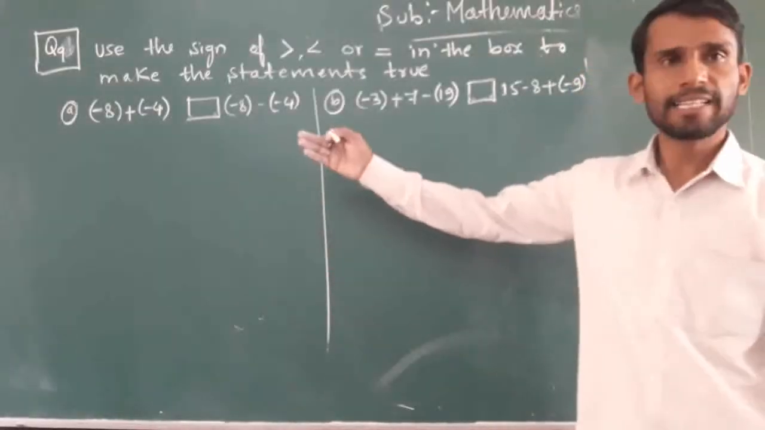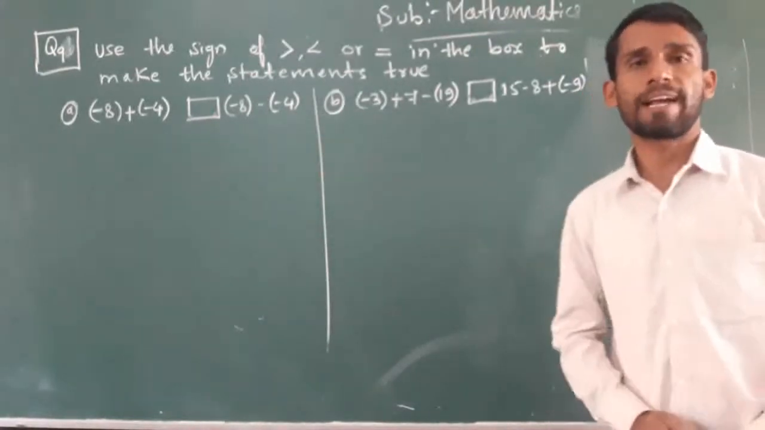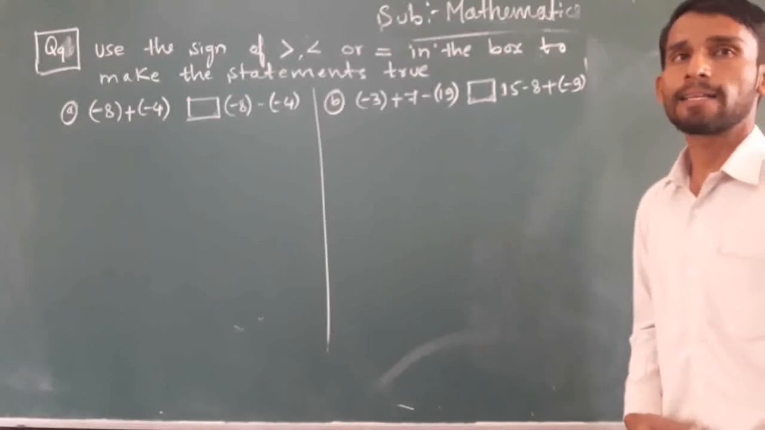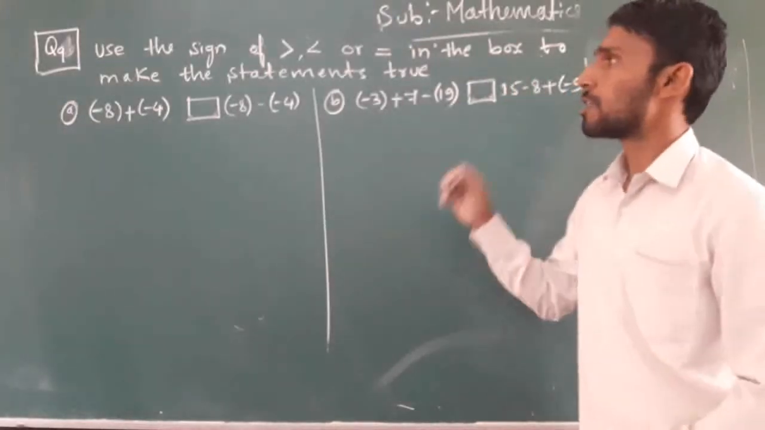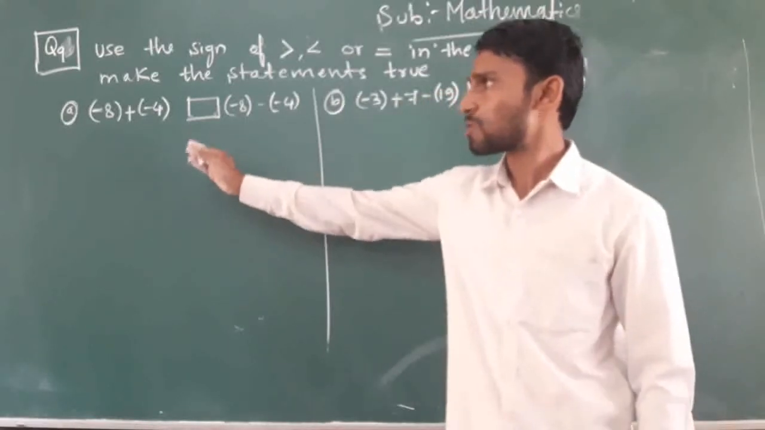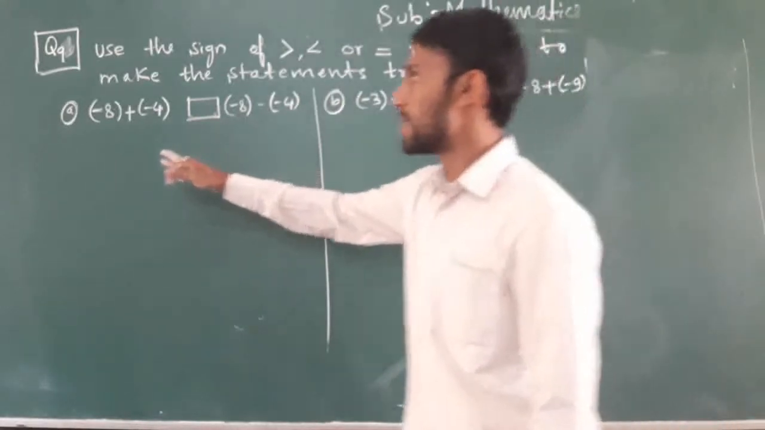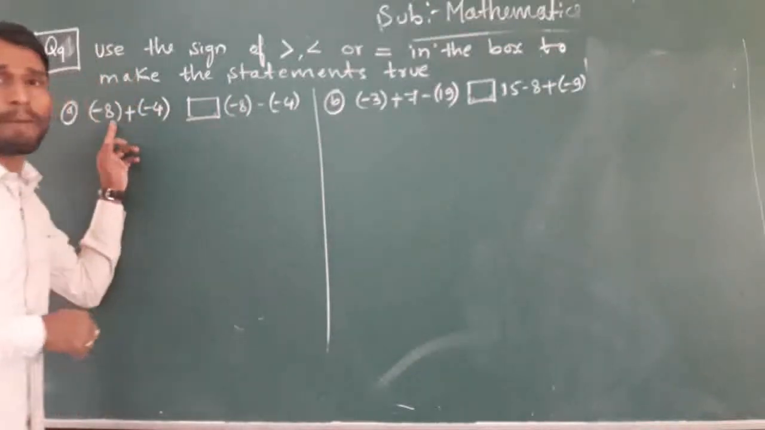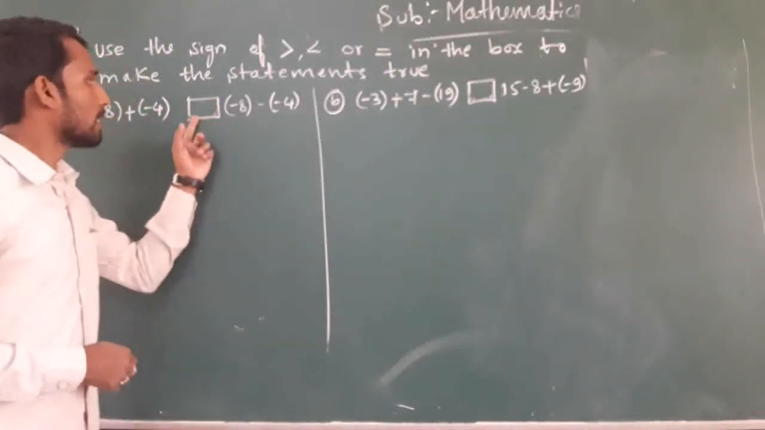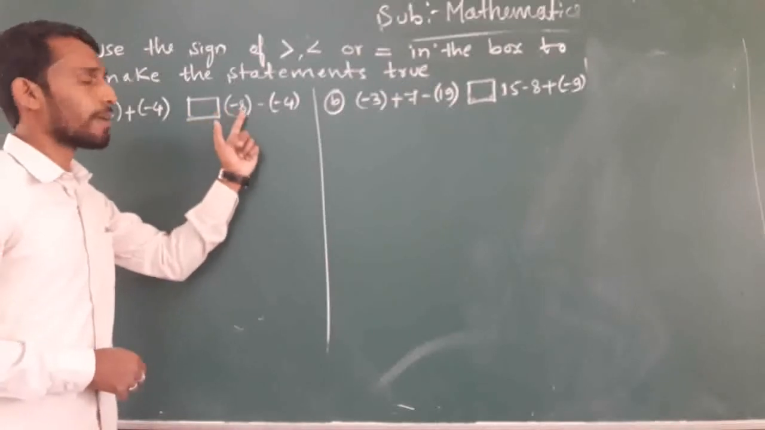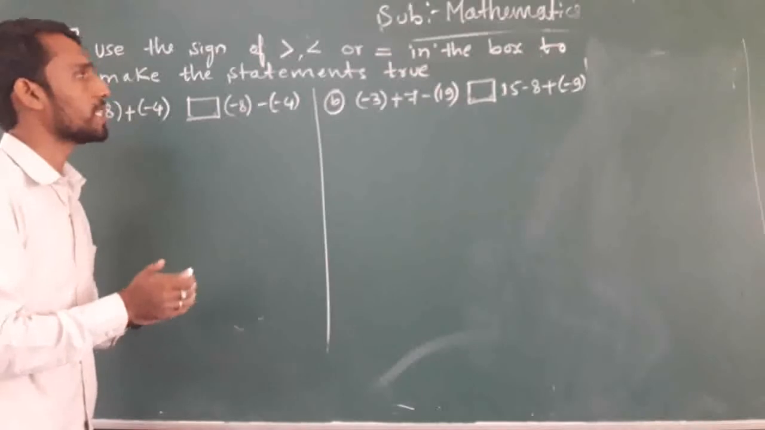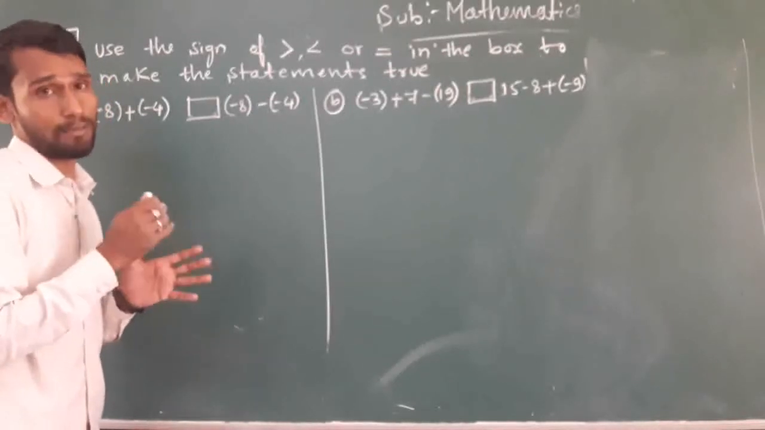Dear students, I am taking question number 9, exercise 1.1. Use the sign of greater than, smaller than or equal in the box to make the statements true. First problem: minus 8 plus (minus 4), box, minus 8 minus (minus 4). We have to find out whether this statement is true or false.